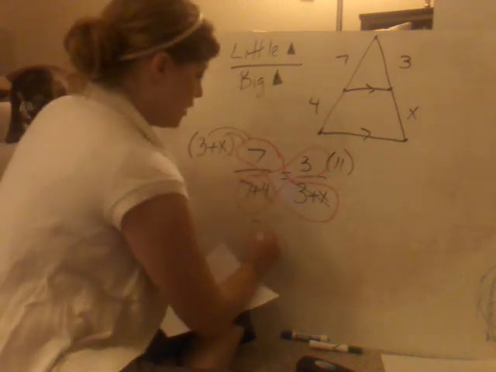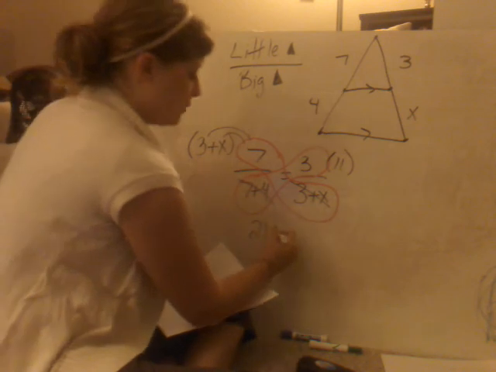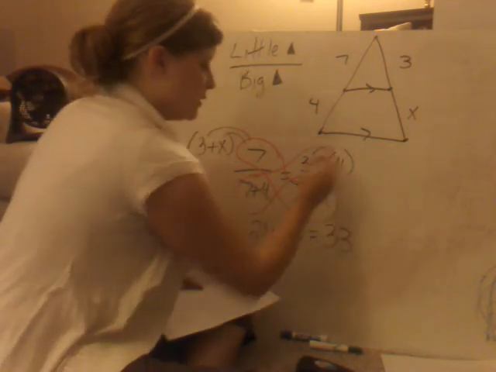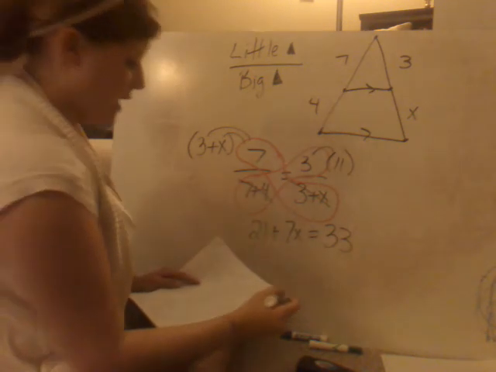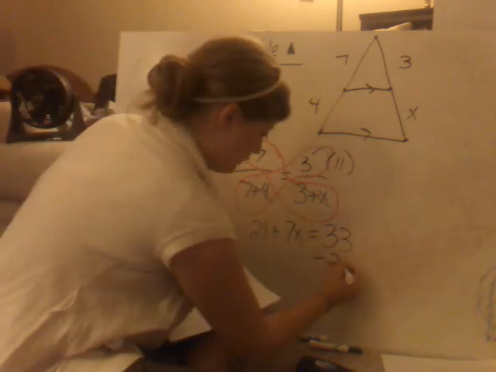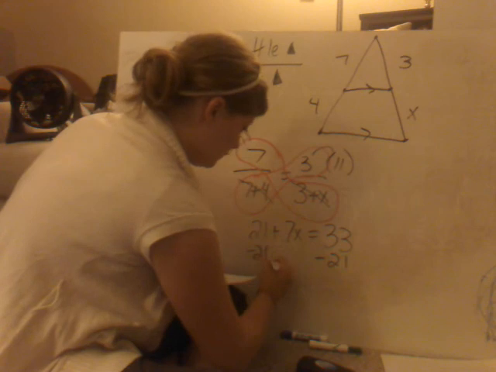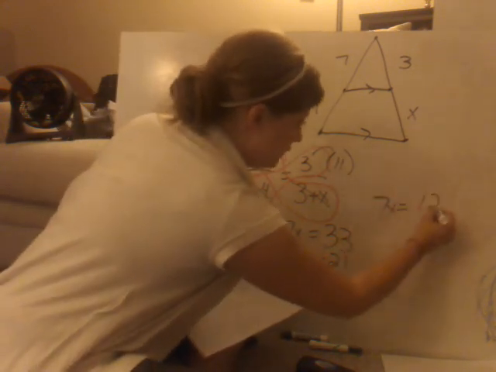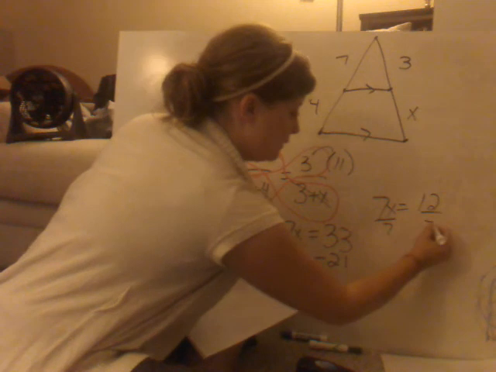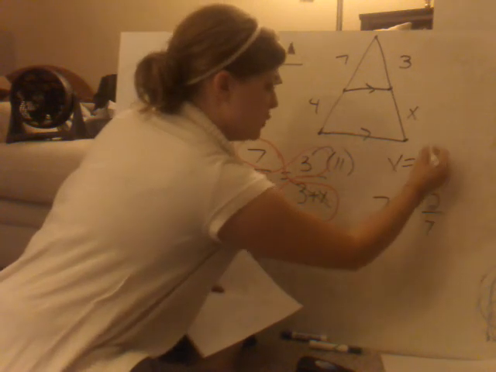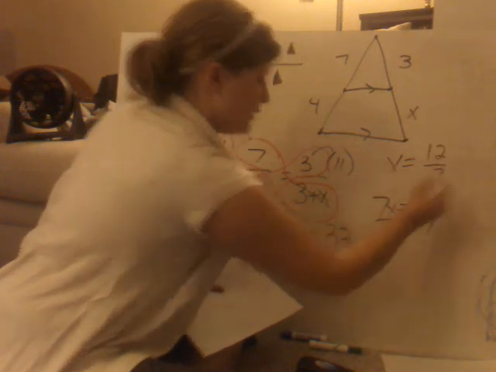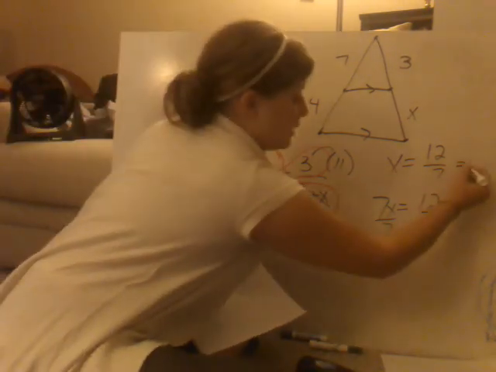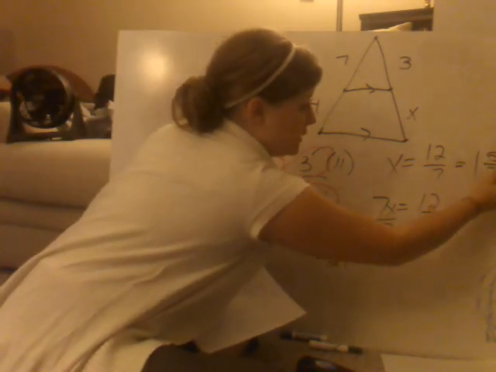So now I've got 21, because 7 times 3 is 21, plus 7x is equal to 33. Because 3 times 11 is 33. I do my math. I subtract 21 from both sides. Now I have 7x is equal to 12. Divide by 7. X is equal to 12 over 7. Or if we break that down, that'll be 1 and 5/7.